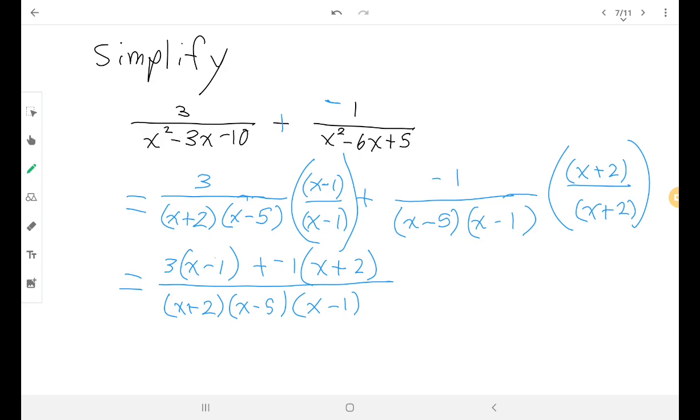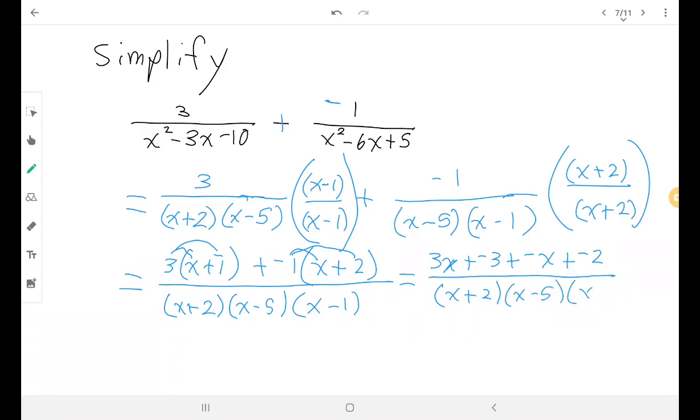And before I distribute, let me take that minus and turn it into plus negative, just to help keep track of all my negatives. So I'll distribute there, I'll distribute there, giving me 3x plus negative 3 plus negative 1 times x is negative x plus negative 1 times 2 is negative 2. All of that over that common denominator still of x plus 2 times x minus 5 times x minus 1.